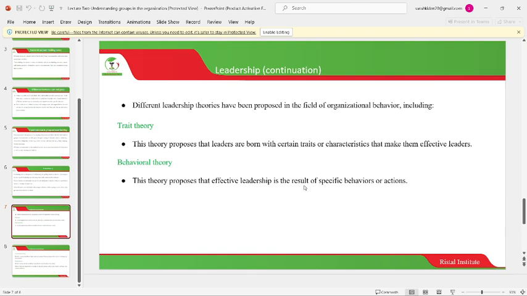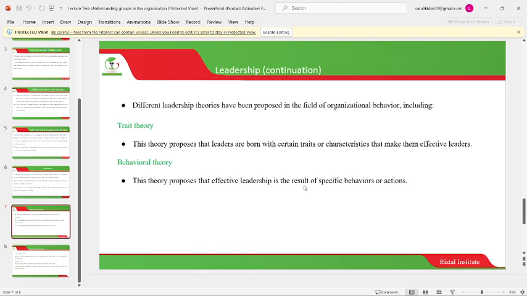They can be trained and developed by learning specific skills and styles. For example, skills and styles such as task-oriented, people-oriented, democratic, and autocratic. So if an individual is taught task-oriented, people-oriented, and democratic or autocratic styles, they can become leaders.